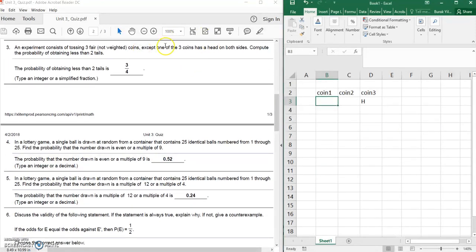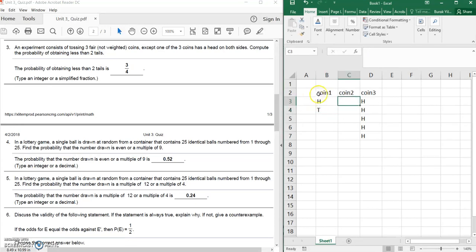So in this question, there's an interesting thing. We have 3 coins and one of them has a head on both sides. So I put here coin 1, 2, 3. Let's just assume that coin 3 has a head on both sides. So that means when you flip coin 3, you always get a head, nothing else, no tails. But coin 1 and 2 are regular coins, so they can give you a head or a tail, right?